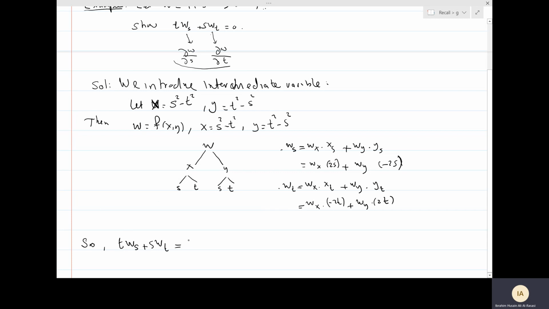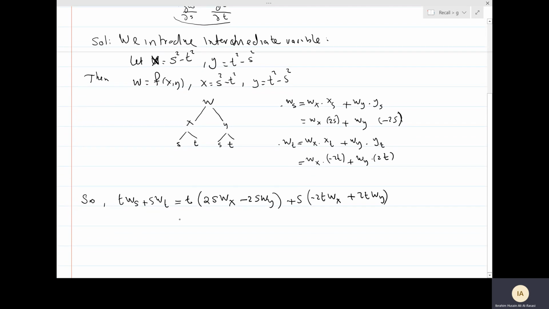So this is T. What is W sub S? This is W sub S. I can write it as 2S W sub X minus 2S W sub Y, okay, plus S. What is W sub T? This is the W sub T. It will be minus 2T W sub X plus 2T W sub Y, okay.